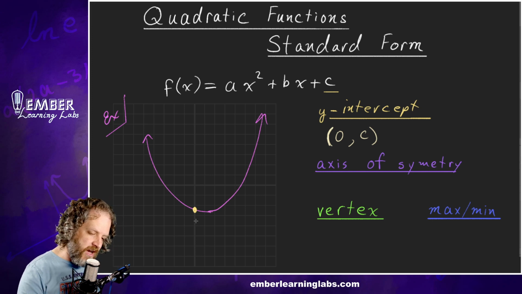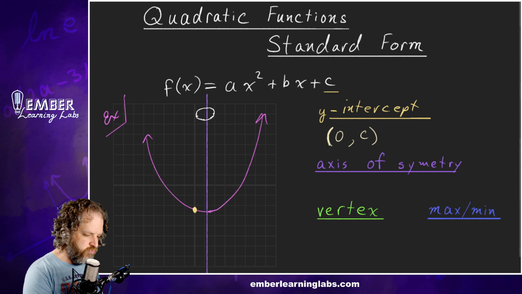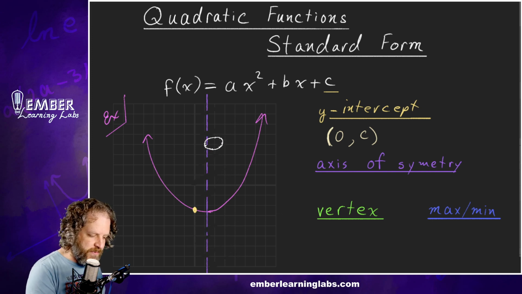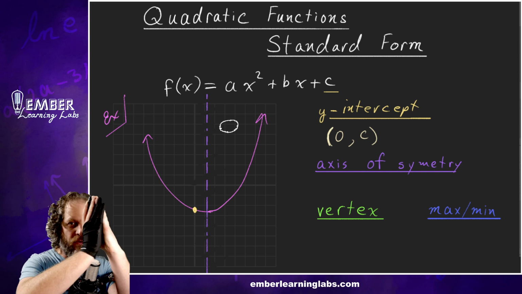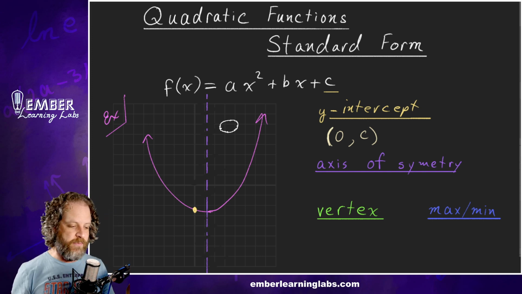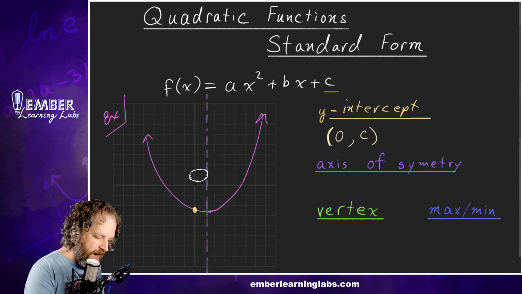Now, the axis of symmetry, where is that, first of all? Let's do this way, I think. So the axis of symmetry is what it sounds like, right? You probably know the word symmetry. That's where if you fold over the shape, the two halves meet up and match. So it's right here in the middle.